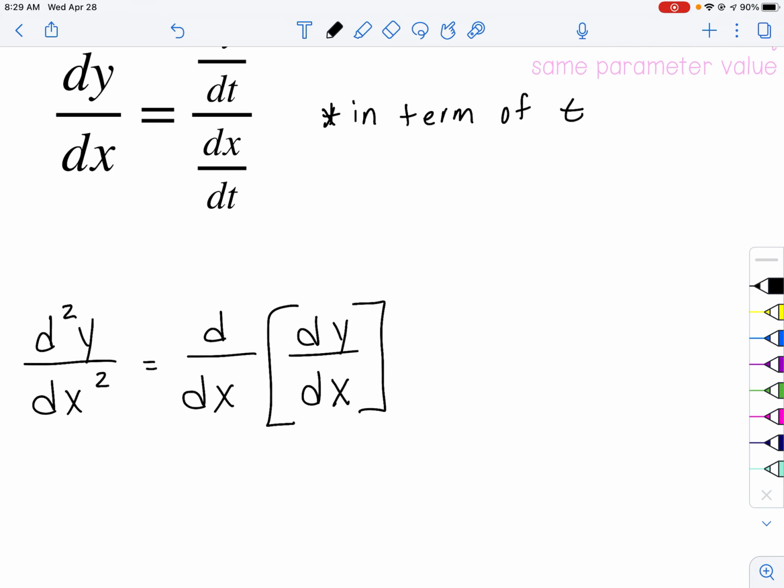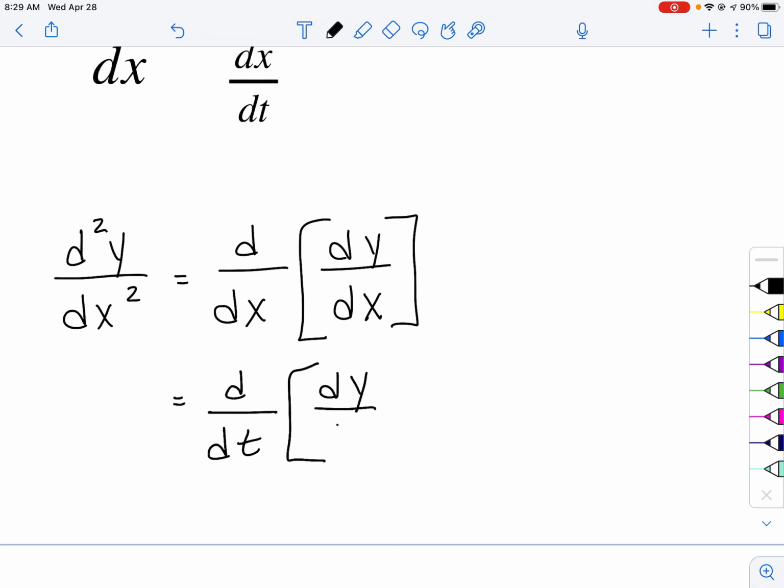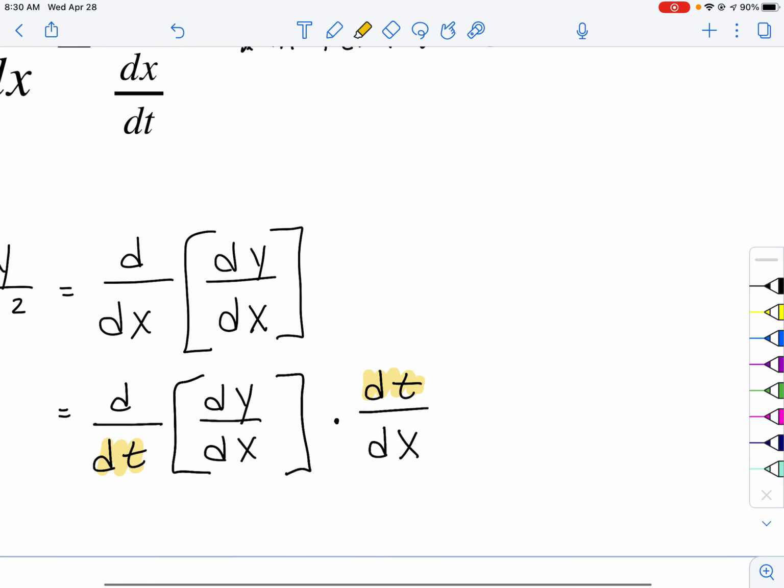So we need to separate that d/dx. The d/dx is telling us to take the derivative with respect to x, so this is actually going to turn into a chain rule. This is equal to taking the derivative with respect to t of dy/dx, and we're going to multiply that by dt/dx. Because now the dt's would cancel out and we would still have d over dx, the derivative in terms of x. But dt/dx is the derivative of a t equation in terms of x. That would mean we'd have to solve the x equation for t instead. Well, that's not always possible.